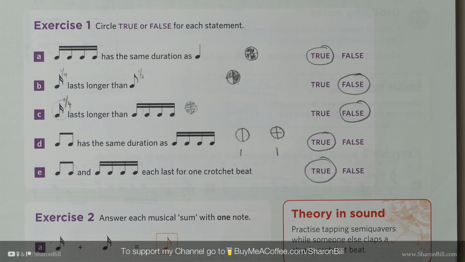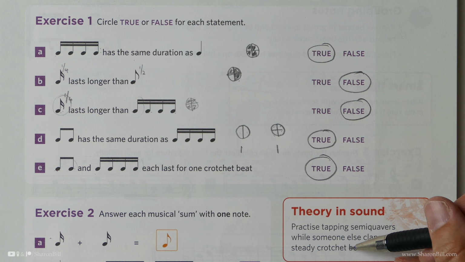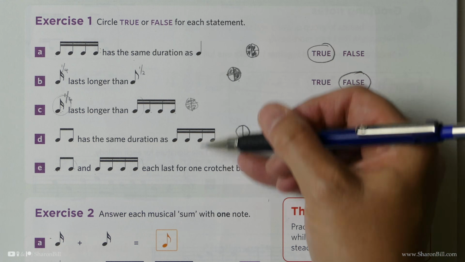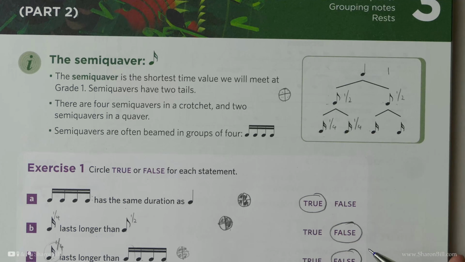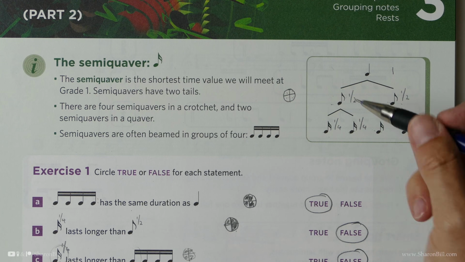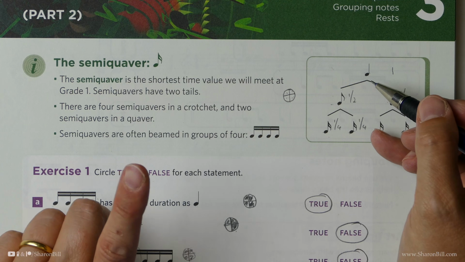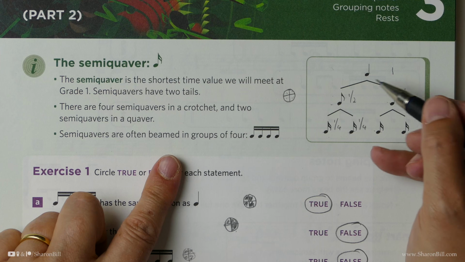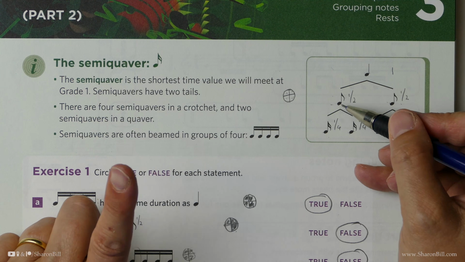Now we can see there's a little box here telling us to practice tapping these semiquavers while somebody else claps a steady crotchet beat. Well, we can kind of do this on our own because this is music after all, and we need to know how these sound. So let's just think about the relationship. We've done the maths, now let's put it into music practice. And so there's 1 beat, so there's a beat. That's kind of our pulse. 1 beat, 1 beat, 1 beat, 1 beat, 1.